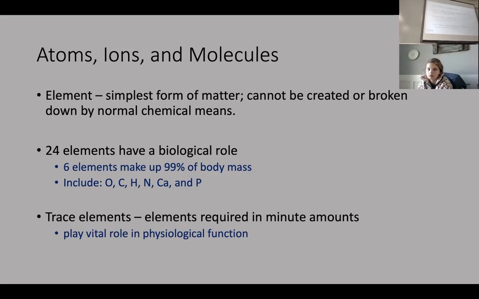Some basic terminology here: atoms, ions, molecules. First off, element. We don't have a periodic table in here, do we? No. So if you look at a periodic table, all of those little squares are all of the elements on Earth. You can't break an element down by any natural means beyond one of its atoms, basically. So it's the simplest form of matter.